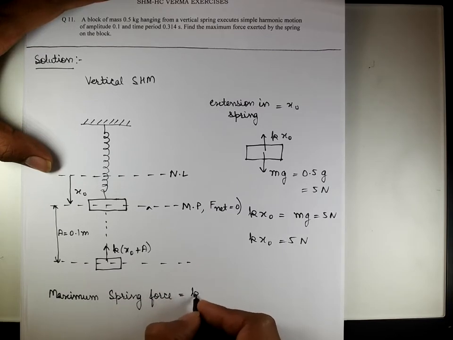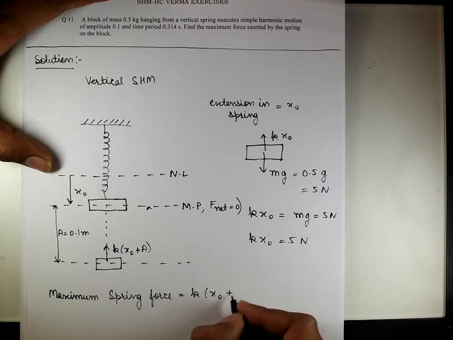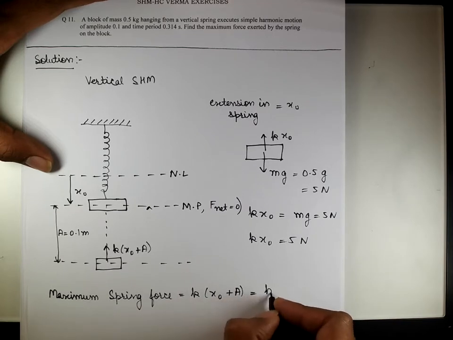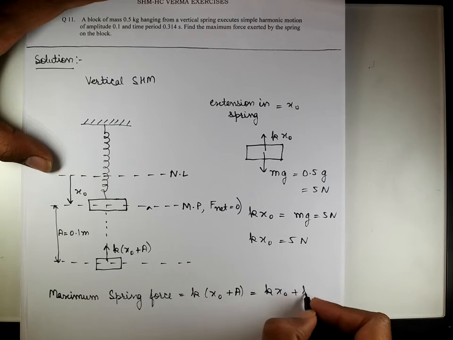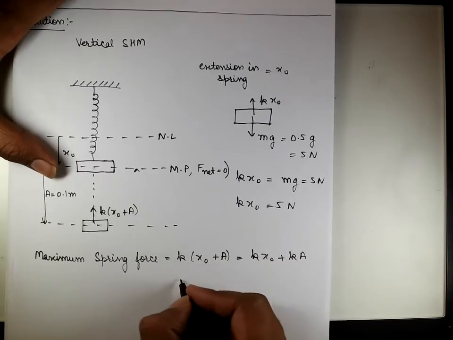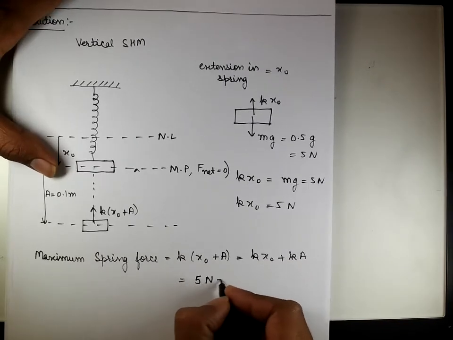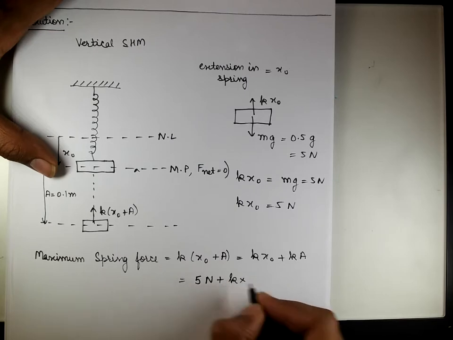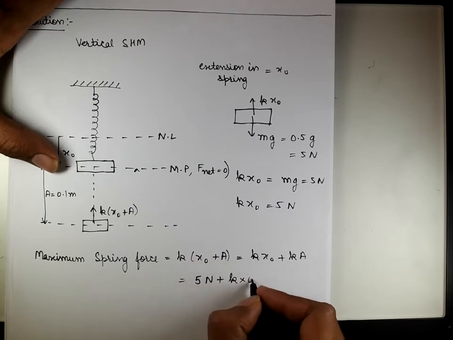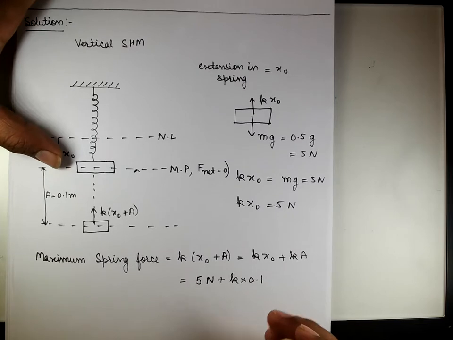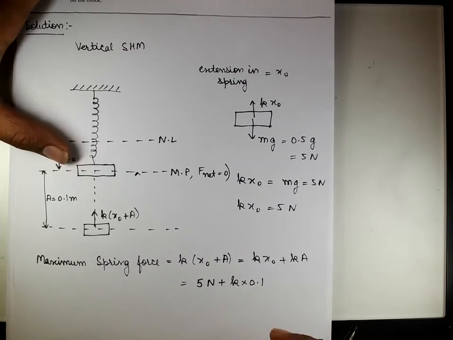k times x0 plus a, which can be broken down into kx0 plus ka, where kx0 is equal to 5 newtons, and k is something which we do not know up till now, and a is given to you as 0.1. If the value of k is known to us, everything can be solved in this case.